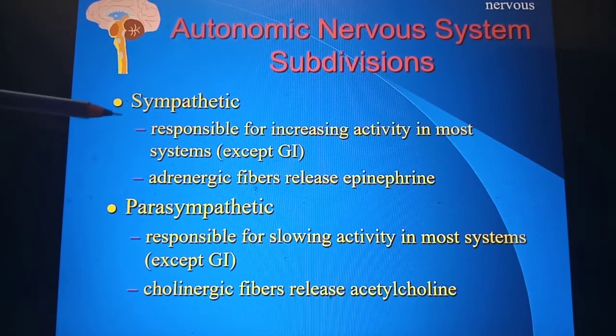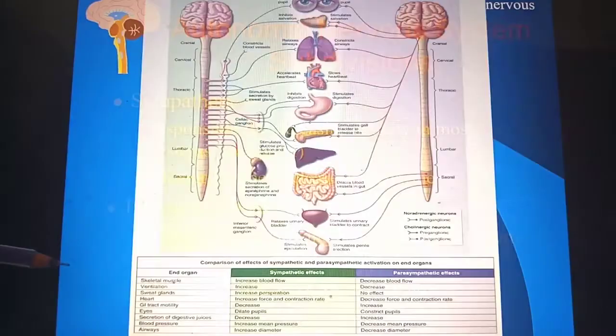Your activity increases. Parasympathetic activity decreases your system's activity through cholinergic fibers, which release acetylcholine. They reduce the activity.